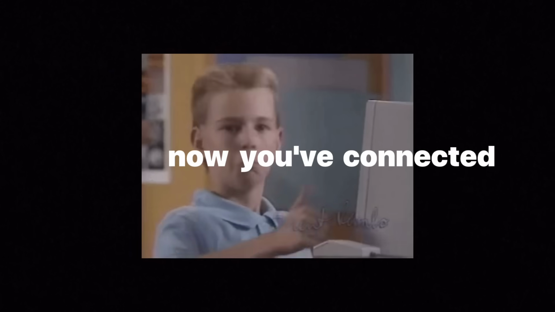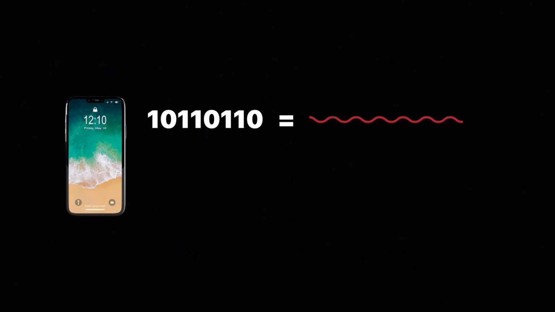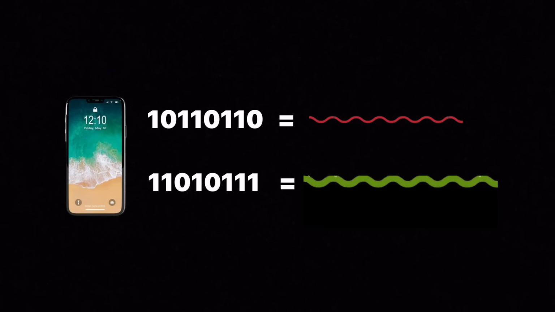Now you've connected, let's say you want to watch this video on YouTube. Your phone sends a request for the video, and that request is broken into small pieces called data packets. These packets are already in binary, ones and zeros. Your phone puts this binary data into radio waves by changing its length and how squiggly the wave is.